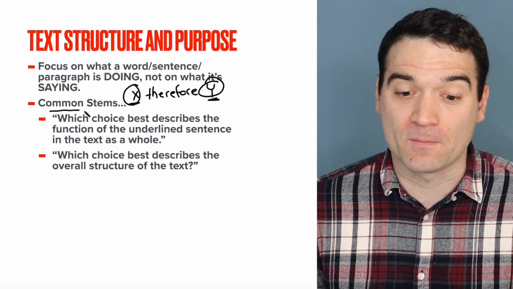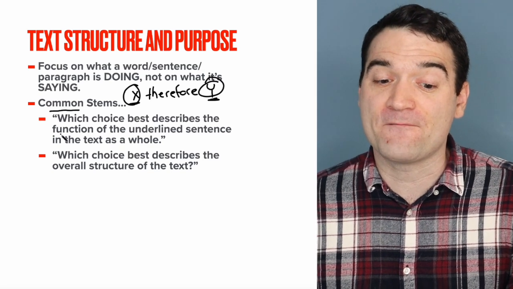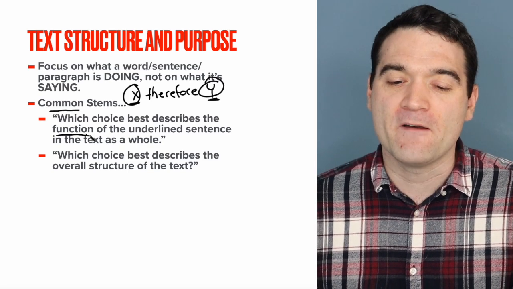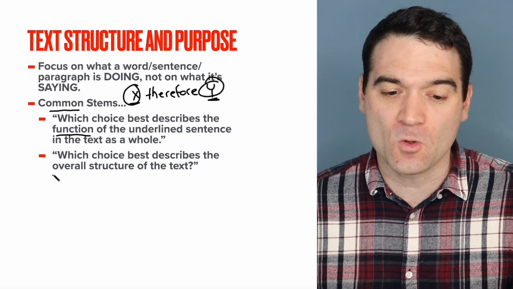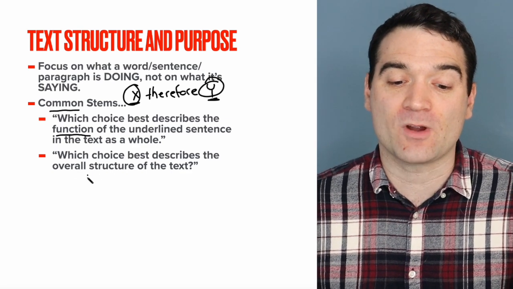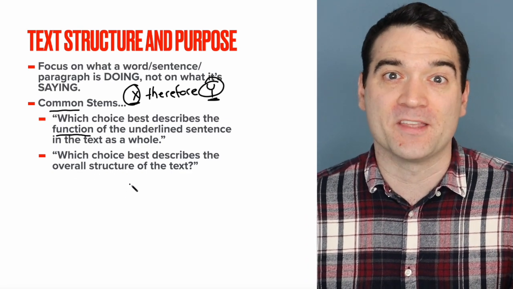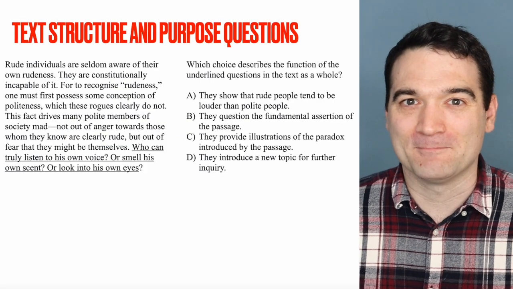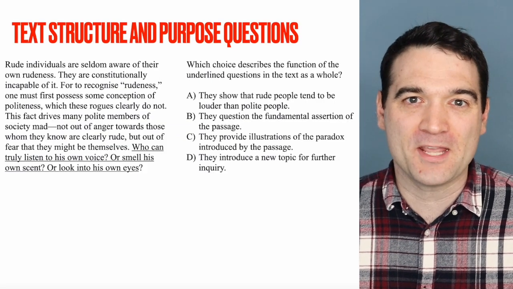Common stems to look for. Which choice best describes the function, that's kind of the key word, function of the underlined sentence in the text as a whole, and which choice best describes the overall structure of the text? All right, let's see one of these in action. Pause the video and try this out.